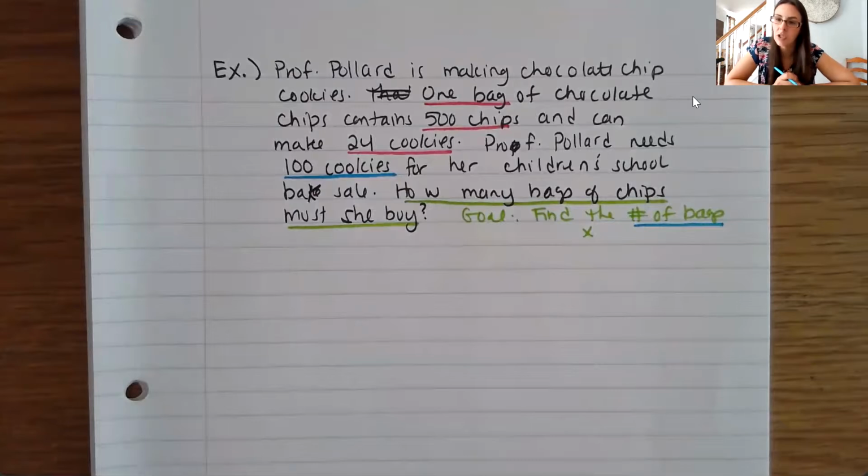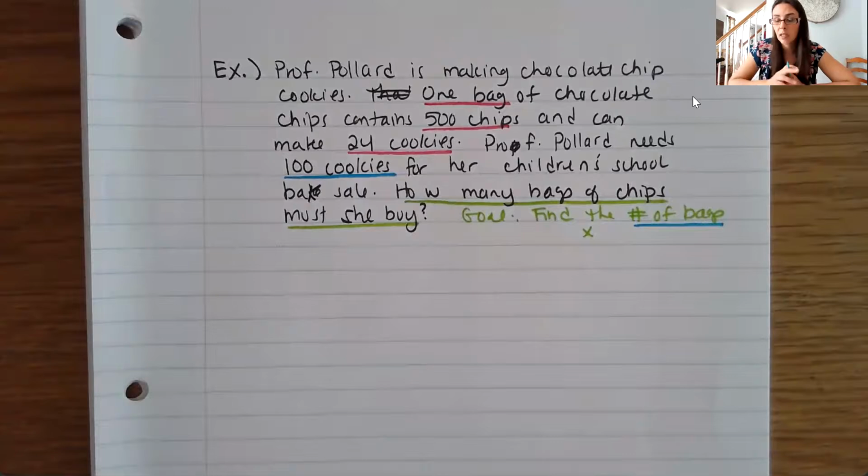So this problem's a little bit trickier, and that's because I have this extra piece of information about 500 chips. Now look at my goal. My goal is about how many bags I have to buy, not how many chips I need. So that information about 500 chips is actually just extra information that really is irrelevant to the problem. I mean, it sounds delicious, right? But I don't really need it for the math.